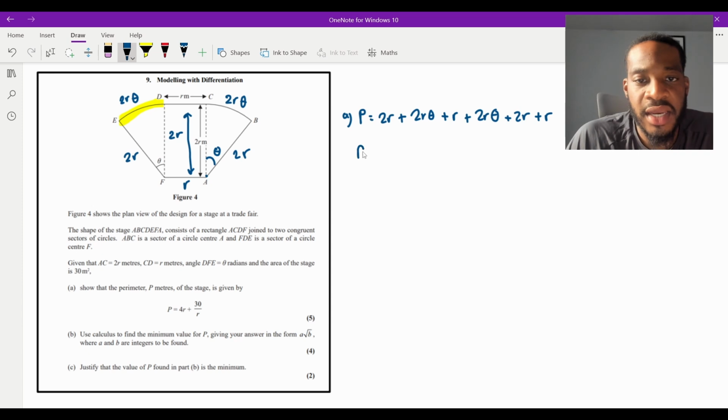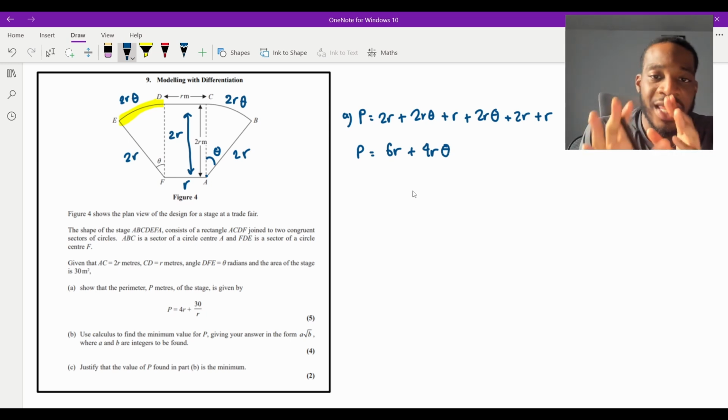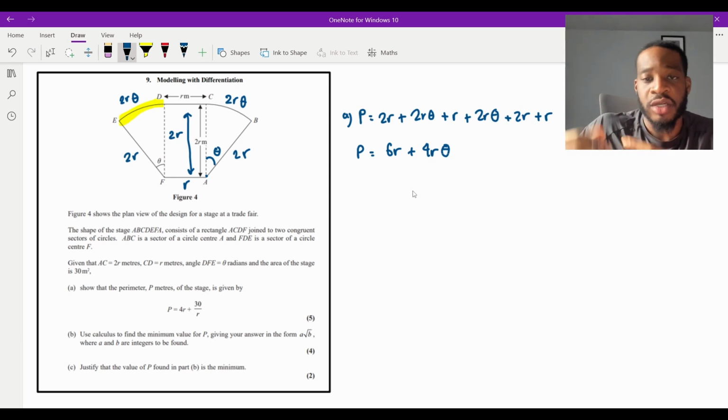So tidying that up, what do I have? How many r's? I've got 2r, 3r, 6r's altogether, so I've got 6r there, and then I've got 4r thetas. With these questions, remember, they're asking you for the perimeter. This is your answer, this is the perimeter. However, in the form that they have it, they don't have theta in their expression. So we need to figure out how we can substitute theta, so we need to get theta in terms of r as well, essentially.